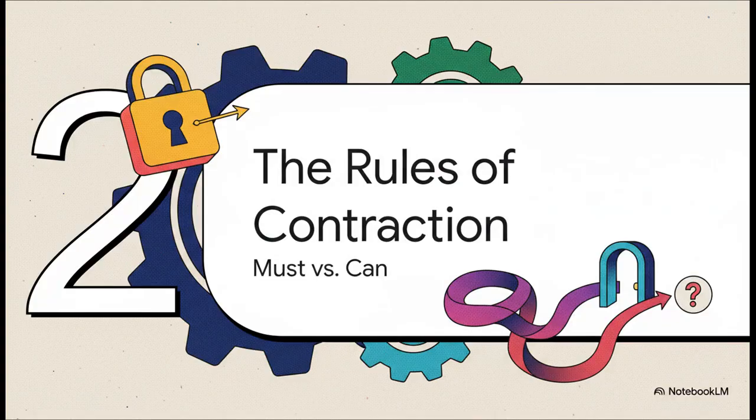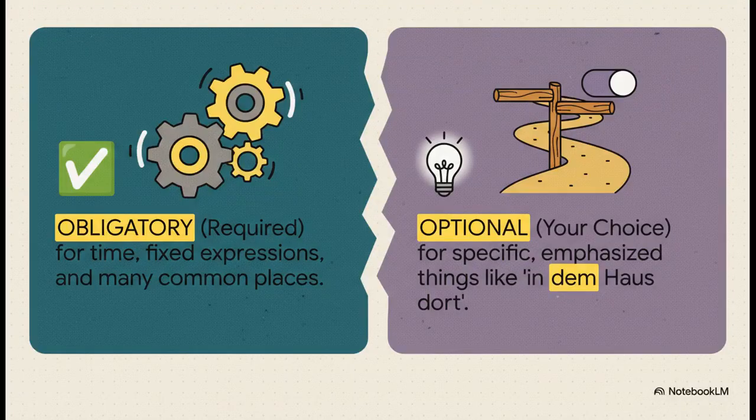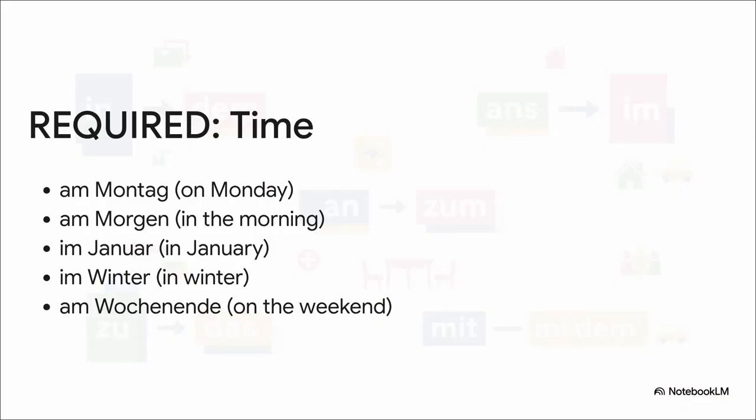Okay, so we get what they are and how they're made, but here's where it gets interesting: knowing when to use them, because this isn't always just a style choice. Sometimes you absolutely have to use them. So let's break it down into two main categories. On one side, you have the situations where using a contraction is pretty much required. It's just how the language works. Then, on the other side, you have times when it's optional, and you can actually choose not to use one for a specific reason.